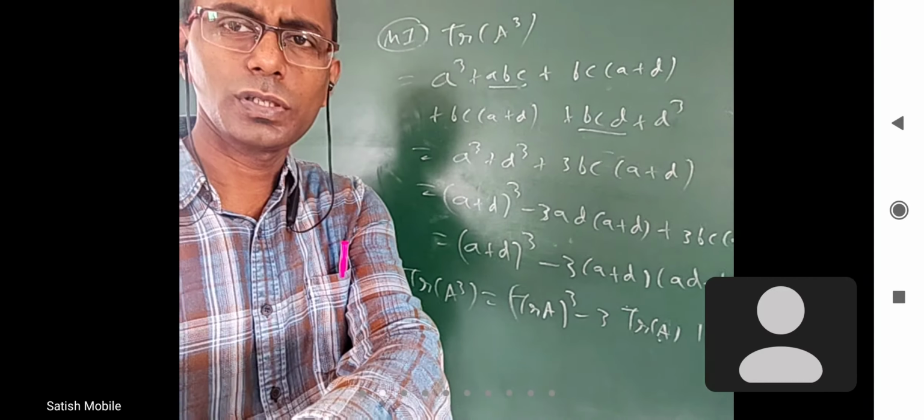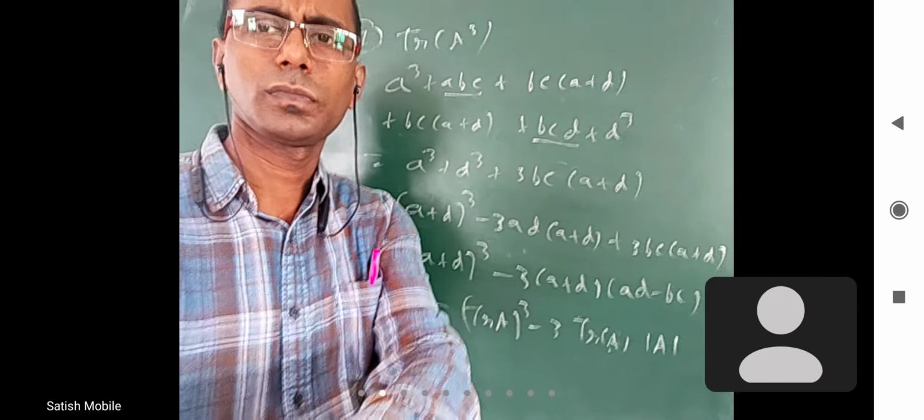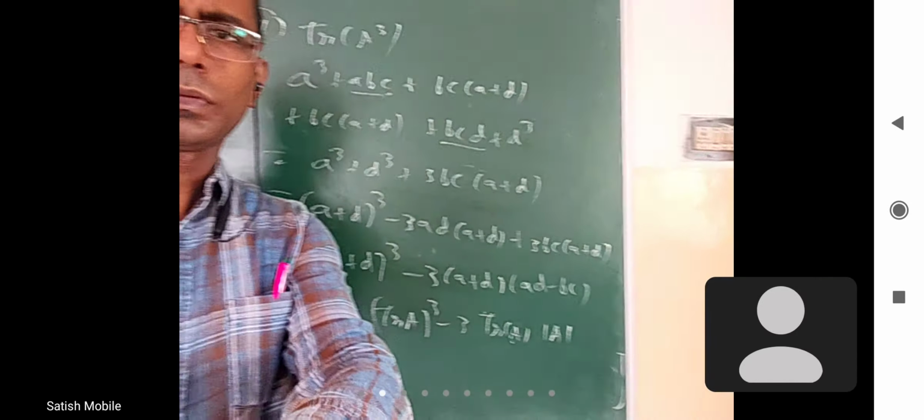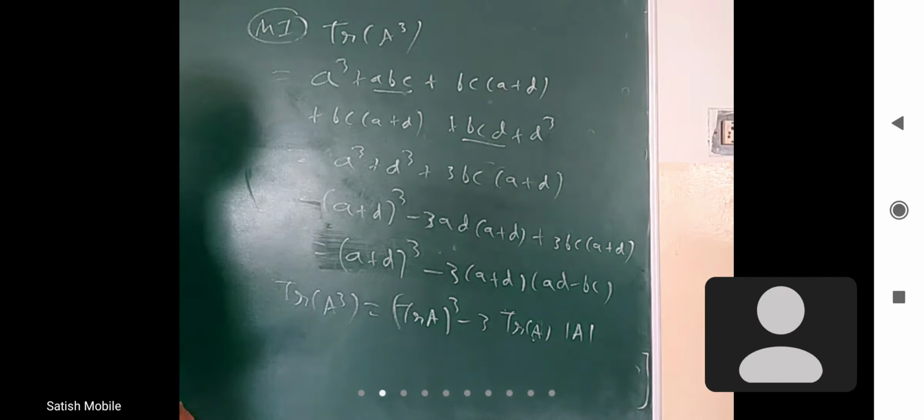Just I think the board is clear. You can use the Cayley-Hamilton theorem to prove this, or multiply A on both sides or something like that. This is one way.